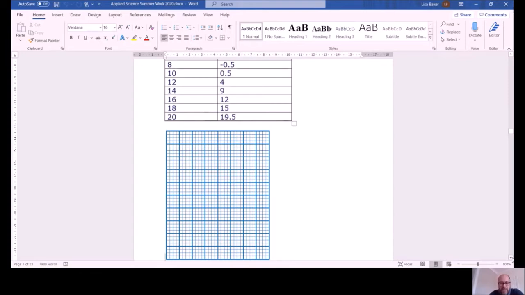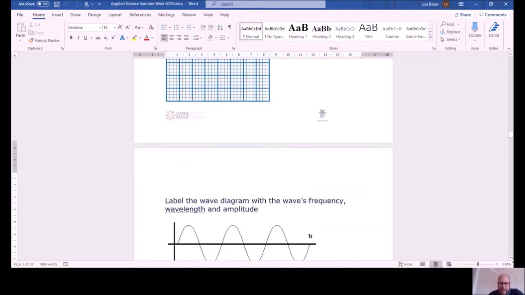I'm quite happy for you to do that. Just make sure you add the relevant labels. Make sure, if you're doing it by hand, that your scale is linear, okay, meaning your numbers go up nice and evenly. So that's your little physics graph related task.